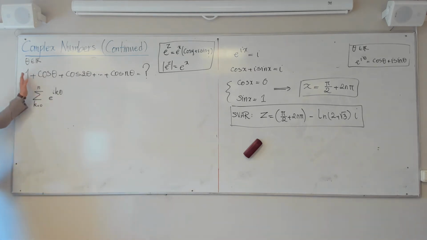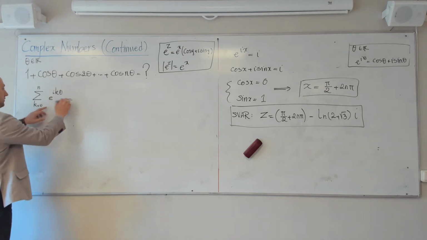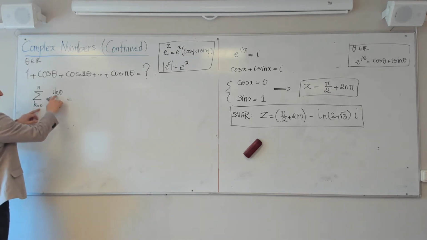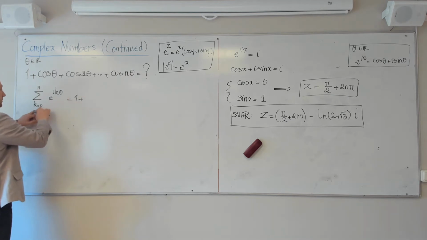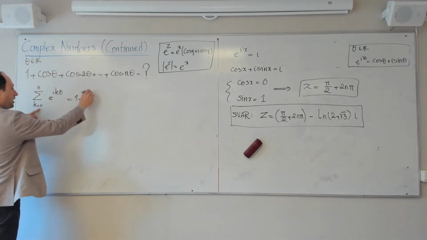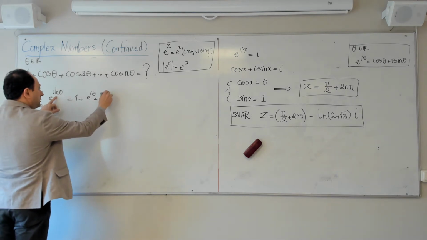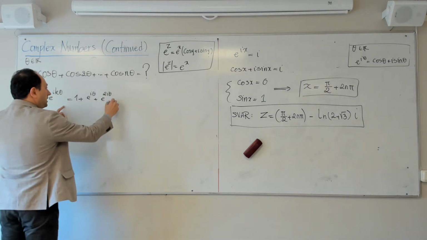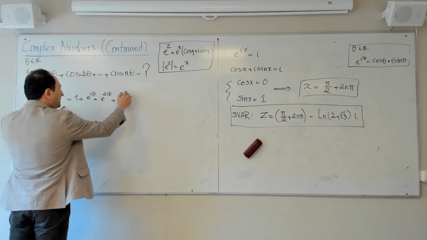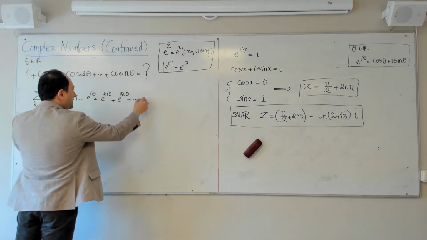Let us forget about this series. Let us calculate this series. So is that understandable? What is this series? If I put k equal to 0, it becomes e to the power 0, which is 1. If I put 1, it becomes e to the power i theta. If I put 2, it becomes e to the power 2i theta. And then if I put 3, 3i theta, and it continues until the very last step.